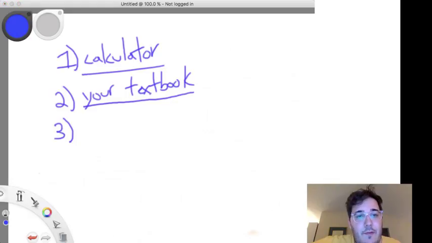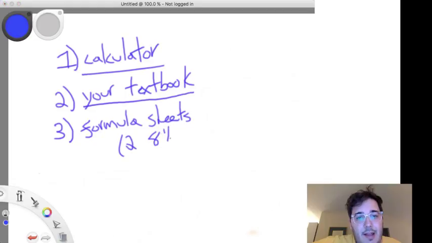Three, formula sheets. For the final, you get two 8.5 by 11 sheets, front and back. Tomorrow, no, only the computational. So I'll explain how the test sequence will work in just a second.